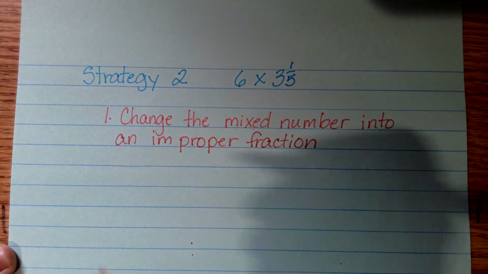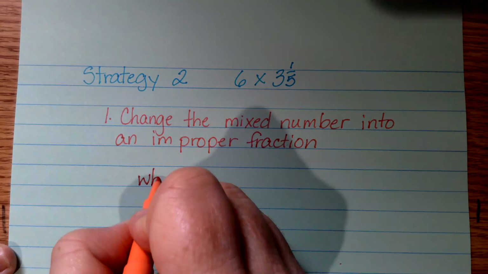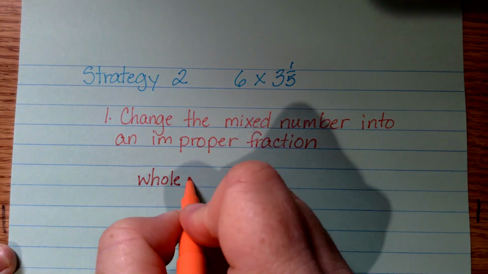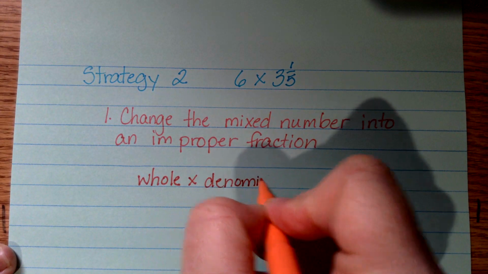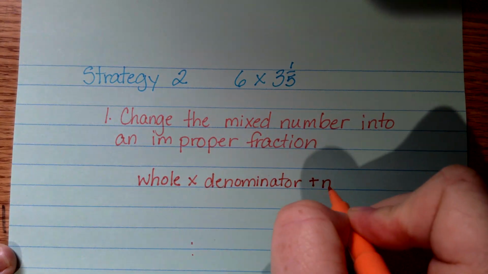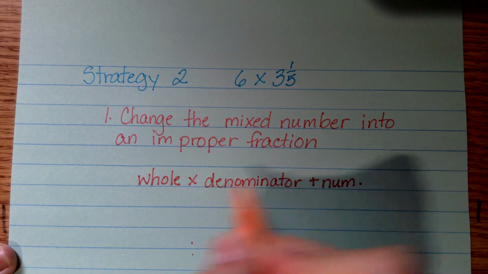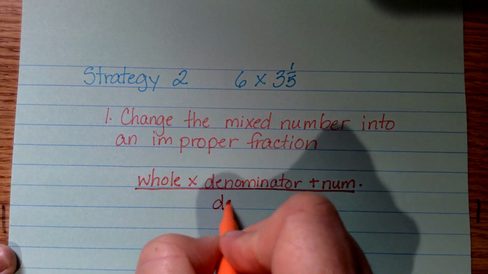The way that we do that is we are going to multiply your whole number times your denominator and add your numerator all over your original denominator.